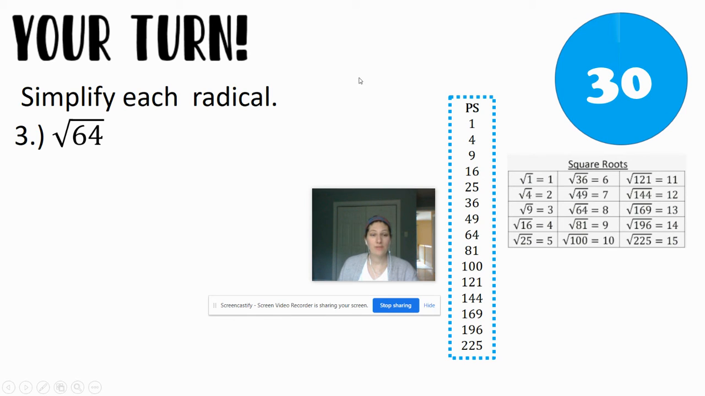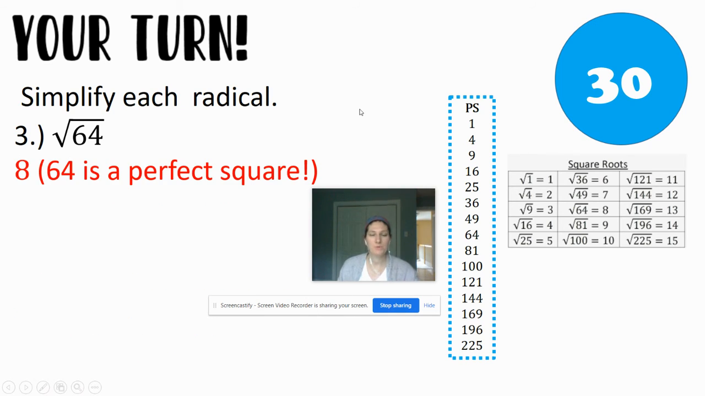Square root of 64, the number one incorrect answer that kids write is they write the square root of 8. No, if it's a perfect square, when you take the square root of a perfect square, it's always going to be just a number without the radical. So square root of 64 is just 8.